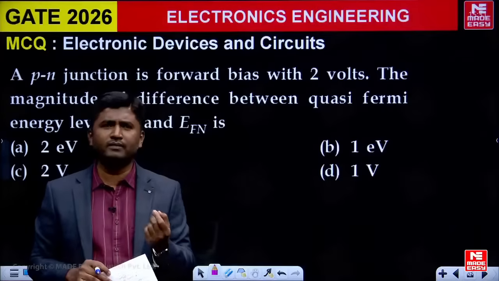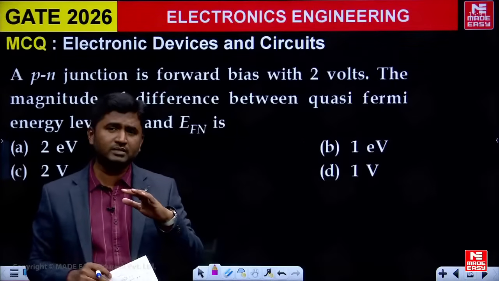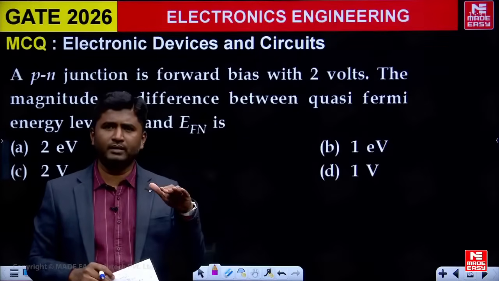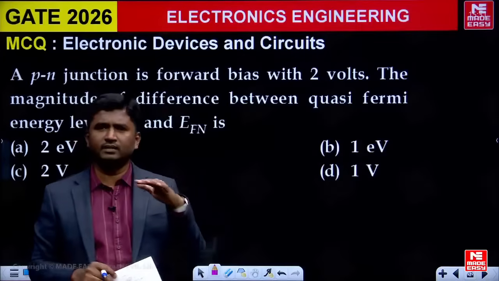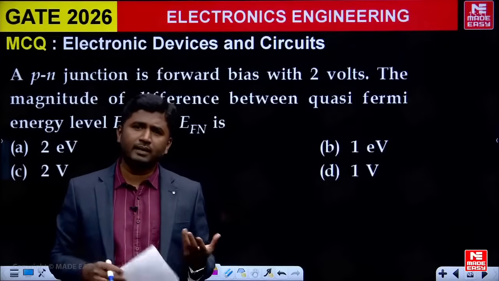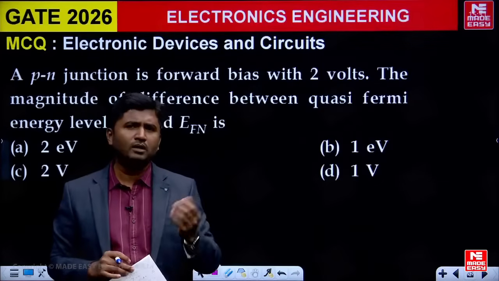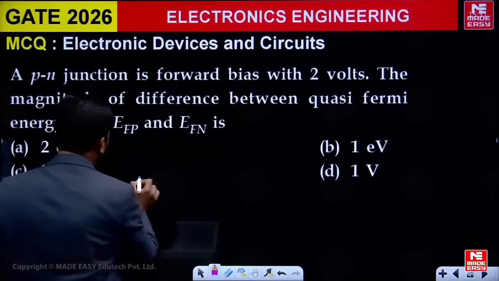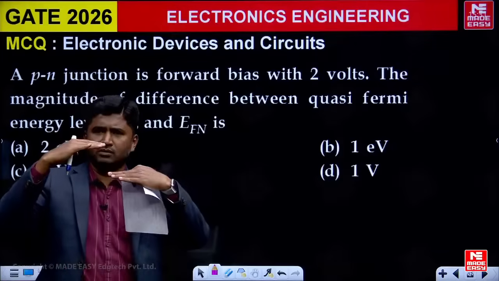As everybody knows, when a PN junction is in equilibrium, that is if we do not apply any voltage, then EFN and EFP will be aligned. They will be in line. When the PN junction is in equilibrium, the Fermi levels of the P side and N side will be aligned, at the same level. But when we apply an external voltage, the Fermi levels will be at different positions, and that difference will be equal to the applied voltage in electron volt. So here the difference will be 2 electron volt. If we apply 1 volt, the difference of the two Fermi levels will be equal to 1 eV.